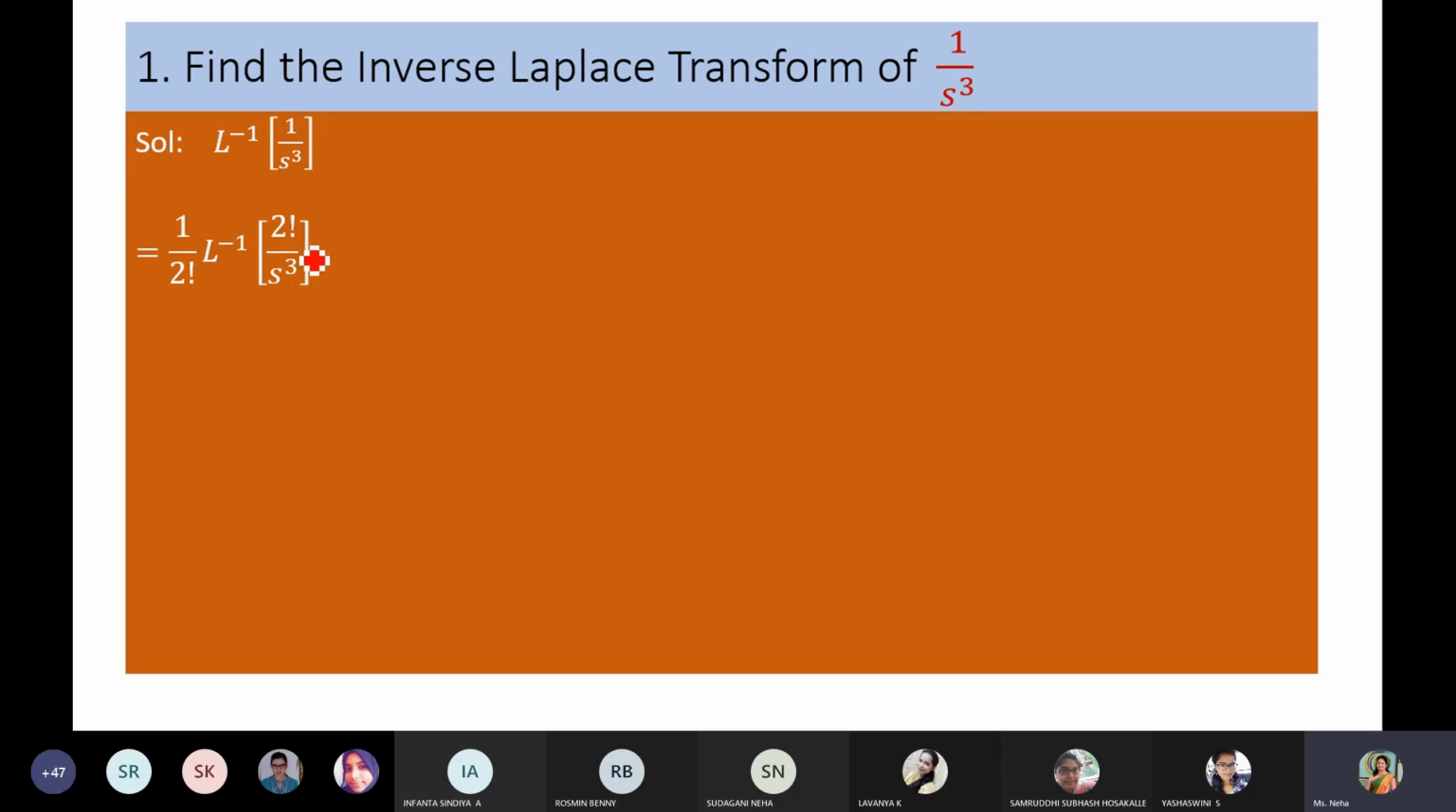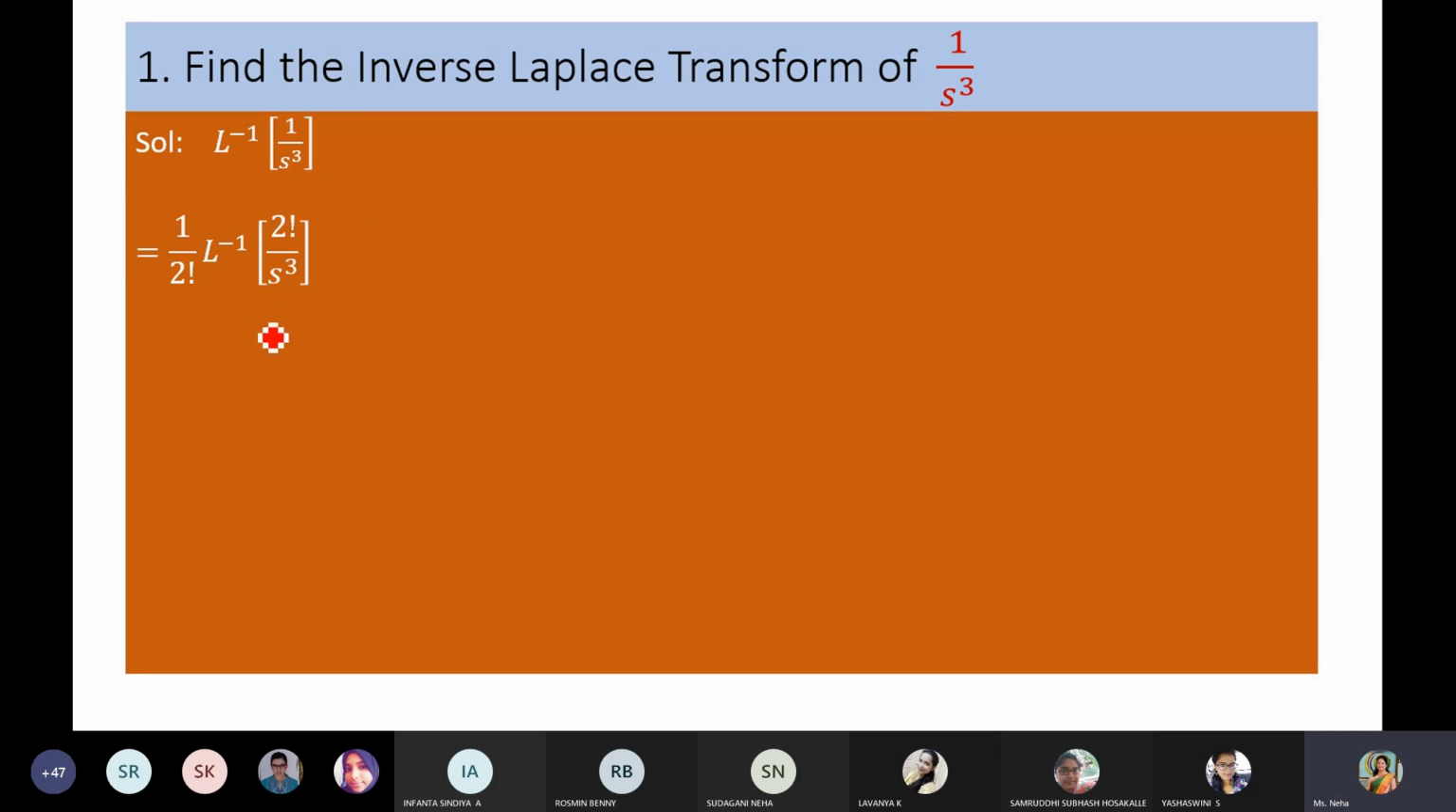Always remember one thing, you can play with numbers but do not play with s. If you try to multiply and divide with s, that will not work. Numbers you can multiply and divide, numbers you can take common, you can do anything with numbers in inverse Laplace transform, but do not touch s because s is a variable. Numbers you can multiply, divide, add, subtract, whatever you want. So 1 by 2 factorial, L inverse of 2 factorial by s cube.